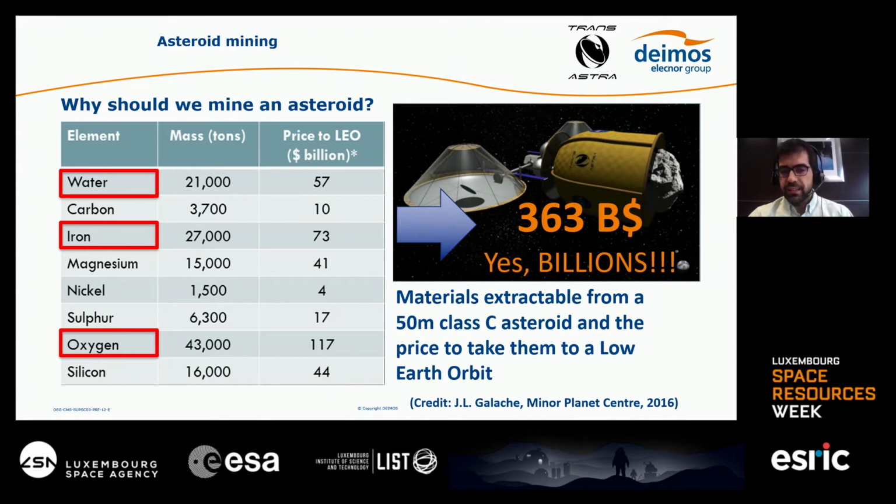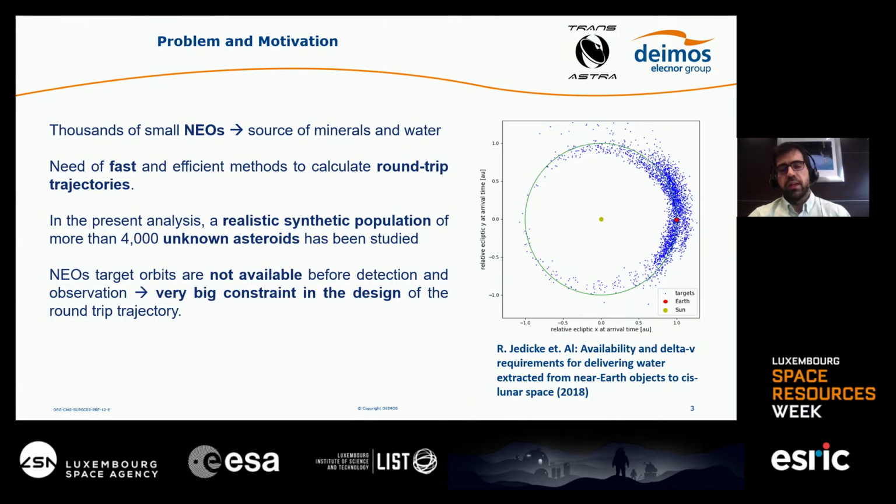Taking this number into account, I think the question, why should we mine an asteroid, is really well answered. So starting from here, we know that it's interesting to mine an asteroid, but where are those asteroids? We have thousands of small NEOs close to Earth that, as we've seen, are a rich source of minerals and water. And since there are so many of them, we need fast and efficient methods to calculate round-trip trajectories because, as been said in the previous days, the value of the asteroid itself is there once you use the resources that it gives you. You have to go to the asteroid and be able to come back to Earth in order to make use of the value of the asteroid.